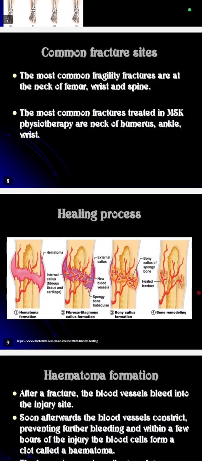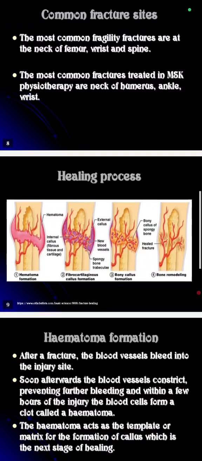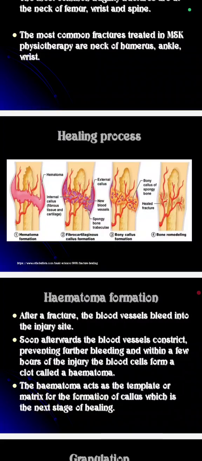The healing process is different. How does healing occur? Like in soft tissue injury, there is also a healing process, so it's a sort of similar process. What we see is hematoma formation, then fibrocartilaginous callus formation, then bony callus formation, then bone remodeling. After a fracture, the blood vessels bleed at the injury site. Soon afterward, the blood vessels constrict, preventing further bleeding.